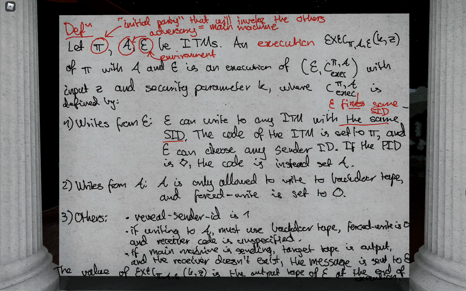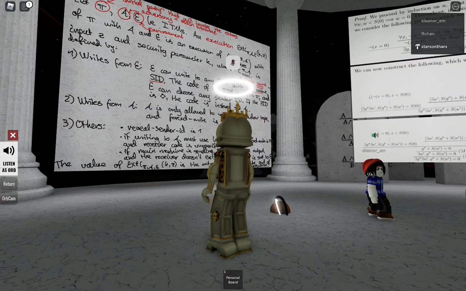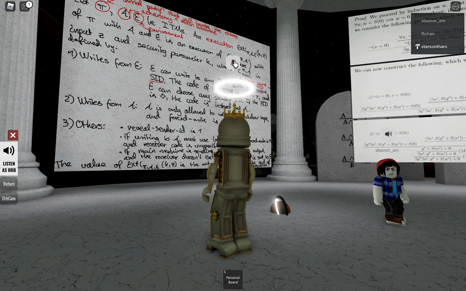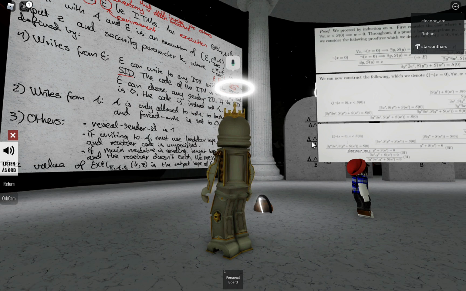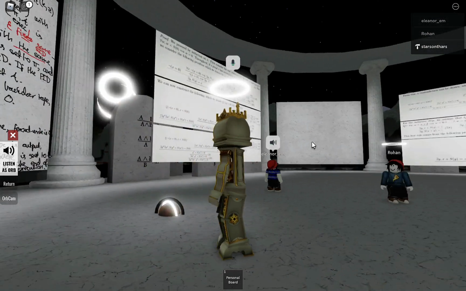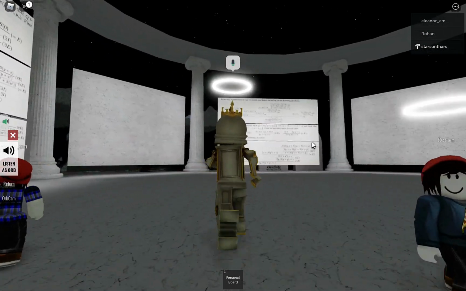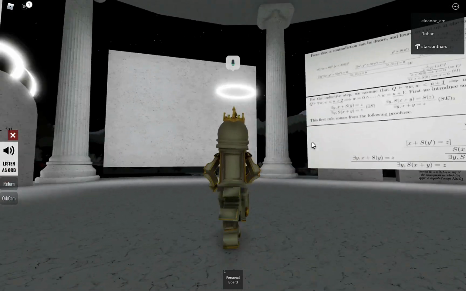All right, so now we know what an execution of an ITM is, and now we know what an execution of a protocol, an environment, and an adversary all together is. Any questions? I take this as perhaps a no. Fabulous. Okay. So now we can finally define what protocol emulation is.